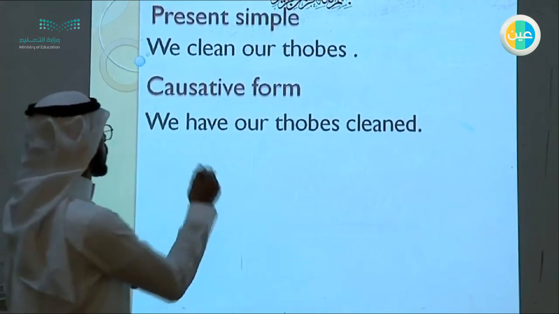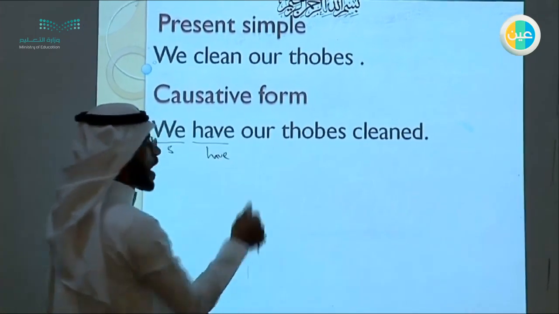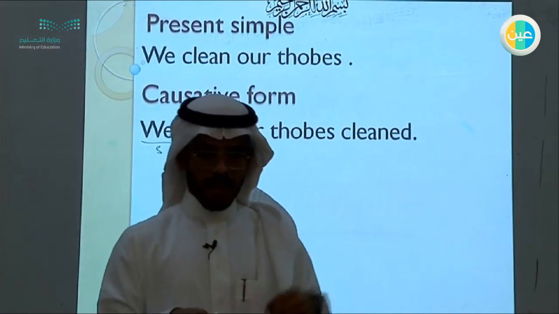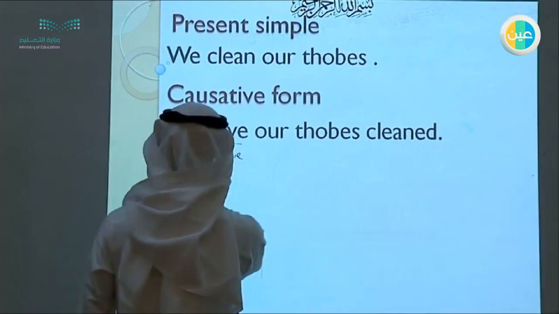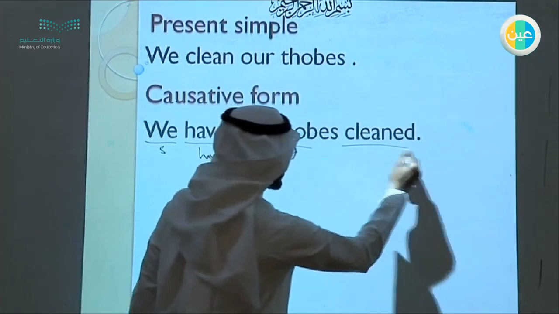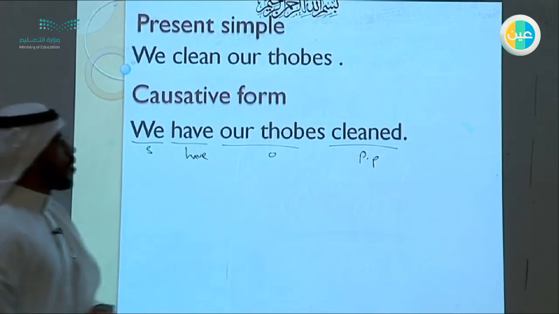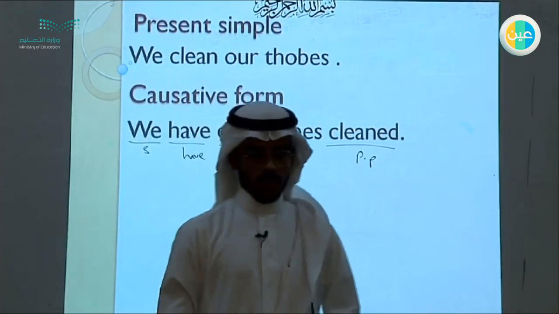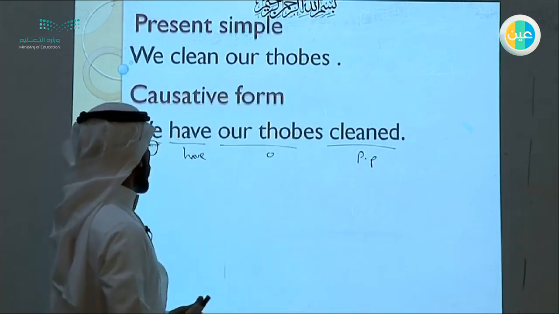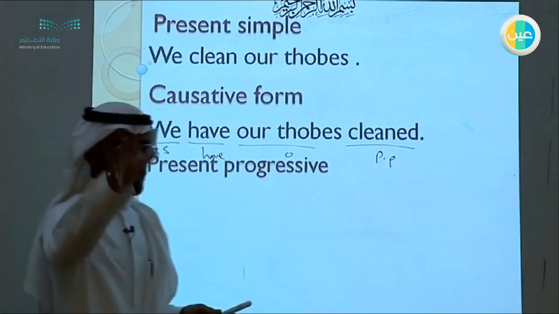We have, this is the subject and this is have. Why do we say have? We don't say had because this is present simple. We cannot use had in present simple. We have our thobes, this is the object. Cleaned. This is a regular verb, and for a regular verb we use the past participle. We have our thobes cleaned. So someone did this, not I or we.